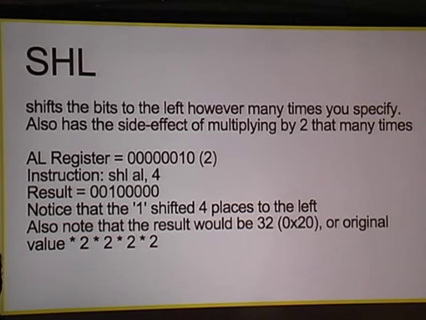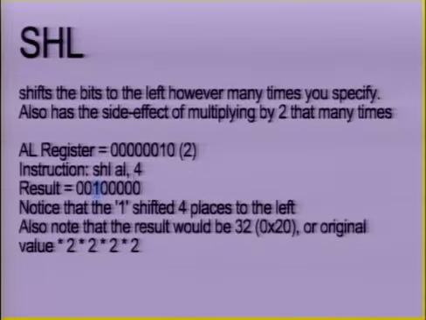Say we had this binary in the AL register, and in decimal in parentheses I have 2, but this is the bits. So if we wanted to shift to the left on the register AL, 4 times, that means everything got shifted to the left. So you see this 1 got moved over by 4 places. And if we shifted further, it would all be zeros, because that 1 would have been shifted all the way out.